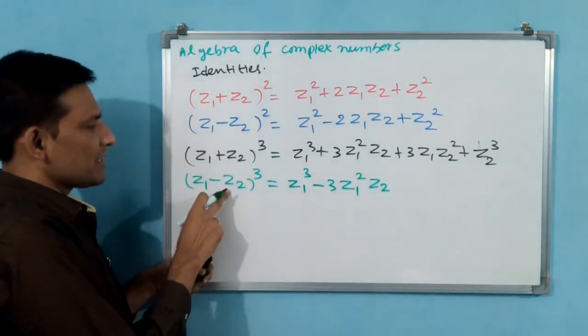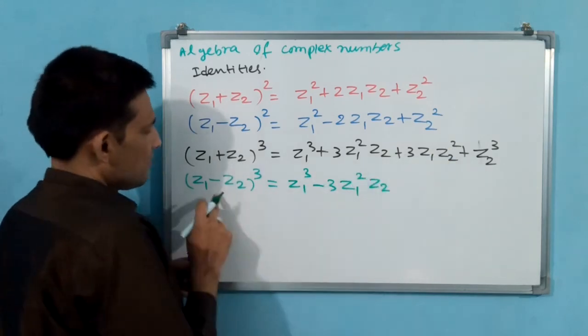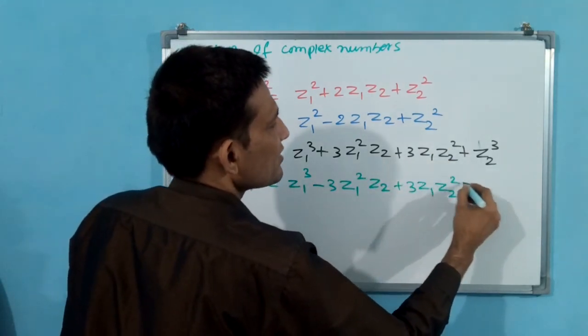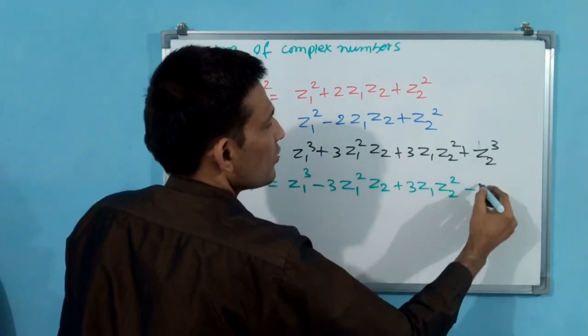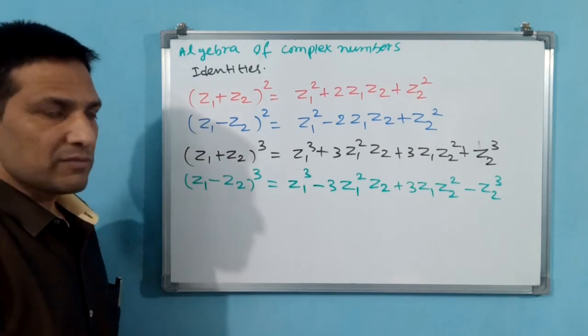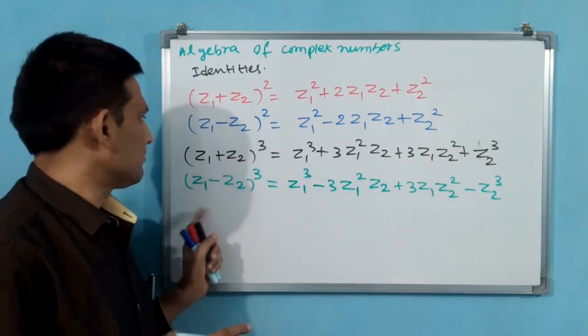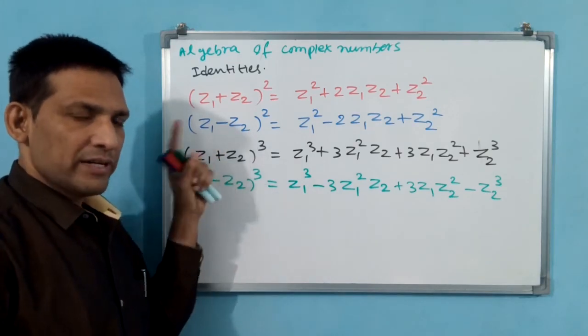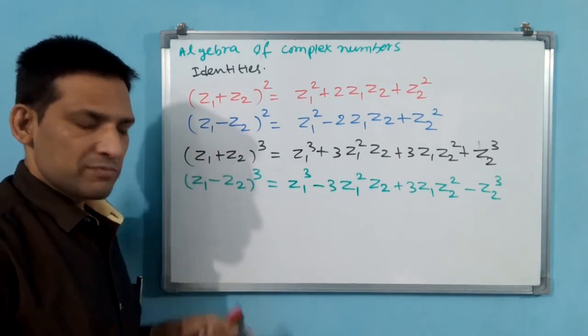Here plus will come, because Z2 is becoming square: plus 3 Z1 Z2 square. Again cube: minus Z2 cube. Why? Because square means positive will come, and cube means negative is going to come. Now we have seen A plus B whole square, A minus B whole square, A plus B whole cube, A minus B whole cube.